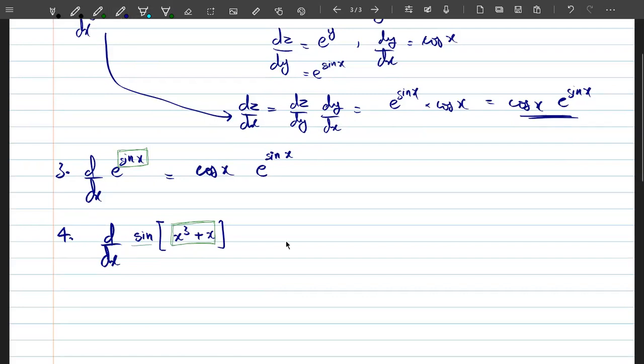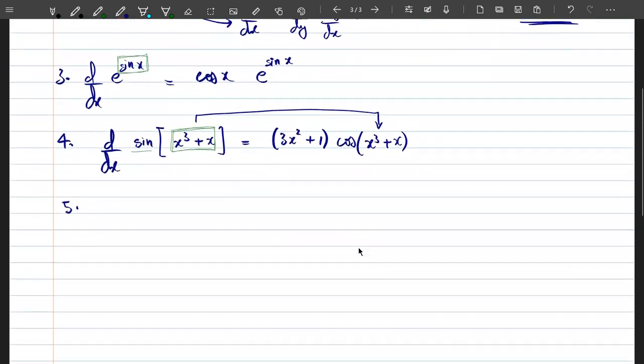So first you differentiate what is inside the box. That gives you 3x square plus 1, simple linearity. So differentiate term wise and add. 3x square plus 1 multiplied by derivative of sine of the box with respect to the box, or sine of y with respect to y, that is cos y. So cos of whatever is inside the box, you have to faithfully copy it. That is how chain rule works. So cos of x cubed plus x.